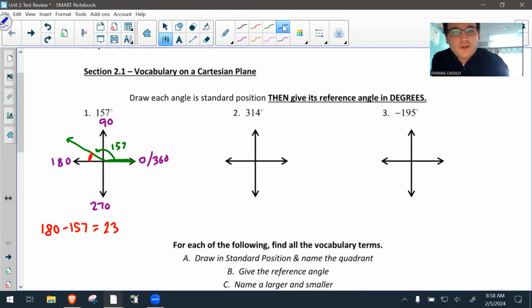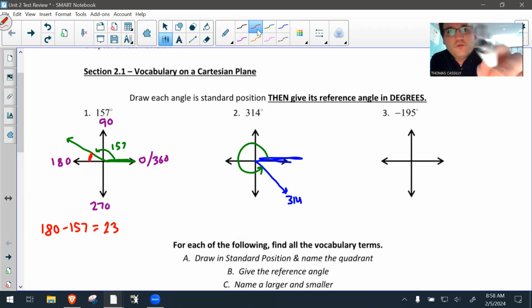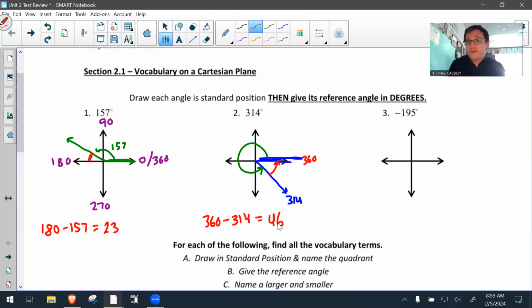Right. The next one, 314. So again, not quite 360. So maybe that'll be somewhere right here. So this is a 314 degree angle. Since it's positive, here, let's do this. Right here's our starting side. And since it's positive, we are going to go counterclockwise. All right, we're trying to get back to the x-axis here. So this is a 360 degree rotation. So to figure out the reference angle, 360 minus 314. All right, and I believe that is 46. All right, so the reference angle here is 46.